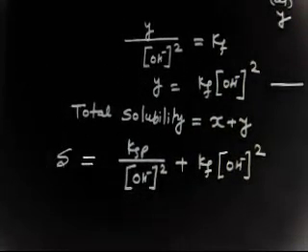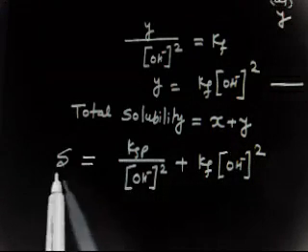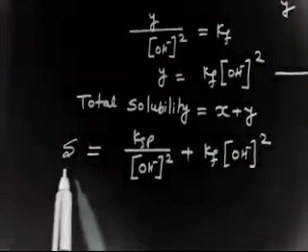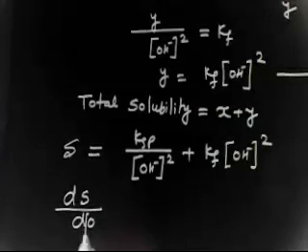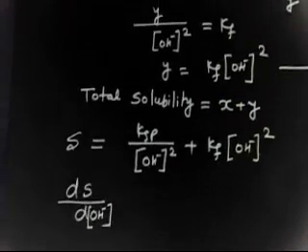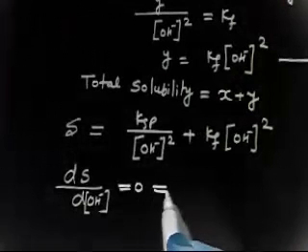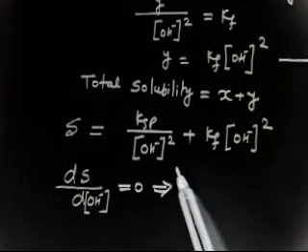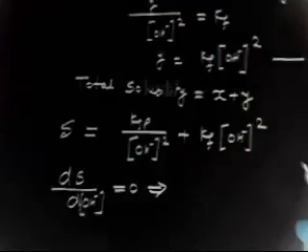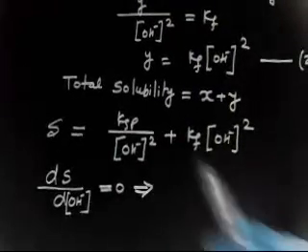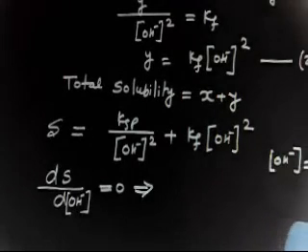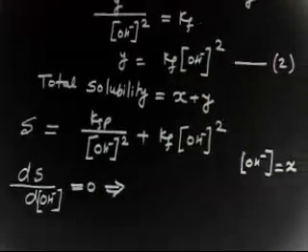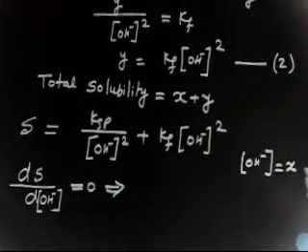I want this solubility to be minimum. Are you getting? And this is a function of OH-. Solubility is a function of OH-. I want solubility to be minimum. This means I have to differentiate with respect to OH- and then put it equals to 0. Are you getting or not? If you have confusion, so let us put OH- as another variable. Let us say for this time, for differentiation, let us put OH- as x, just for simplicity, only for differentiation.